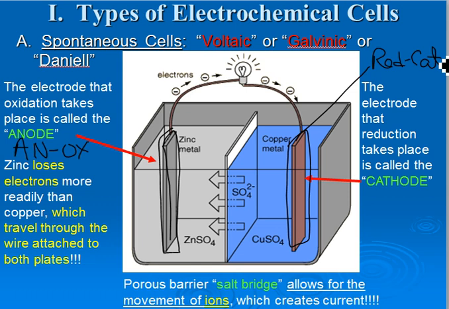We know that oxidation is loss of electrons, so at the anode electrons are being lost, and at the cathode reduction is occurring, so at the cathode we're gaining electrons.